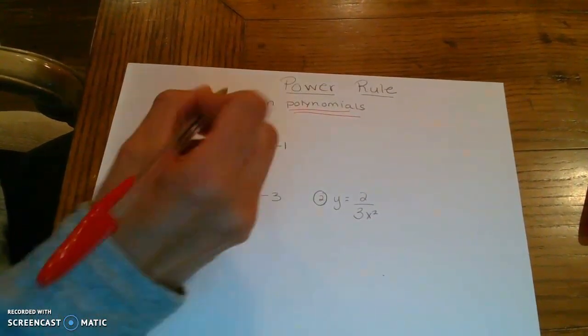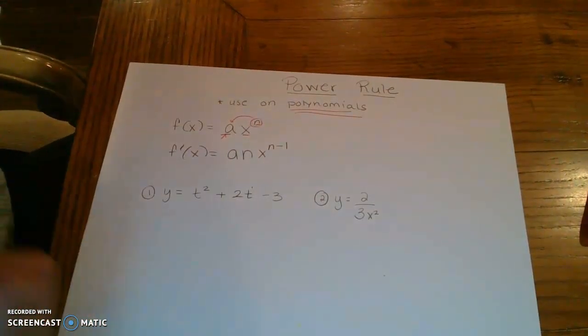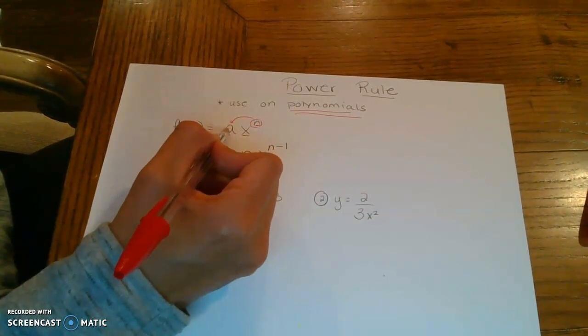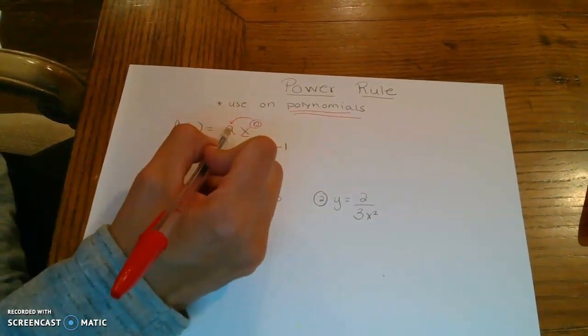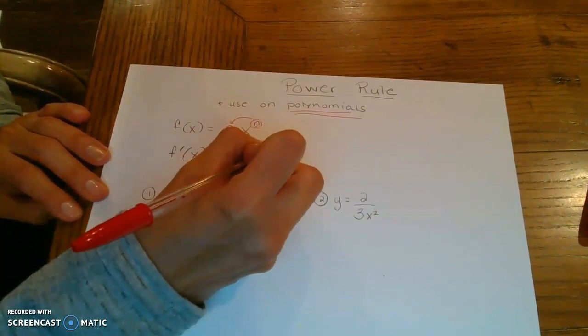Now I'm going to tell you something really important. This coefficient cannot be another variable. It could only be a number. So that exponent gets multiplied to a number, a value, no other variable. And then you get a times n. But then what do you have to do with that exponent? You drop it down by 1.